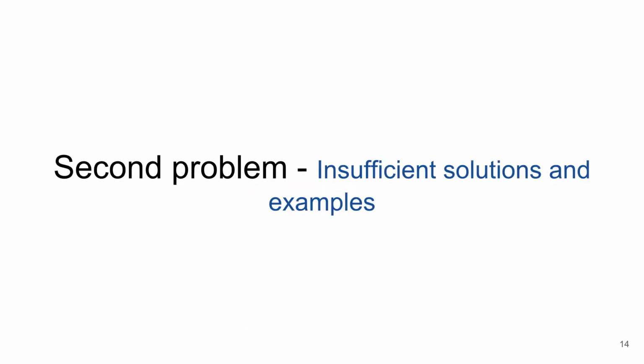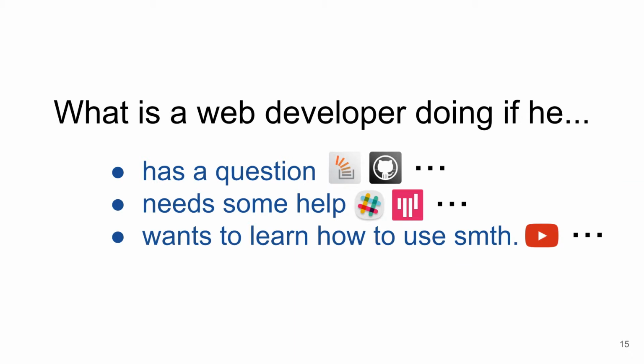The second problem is about insufficient solutions and examples for questions related to web technologies. Let's start with a typical scenario of a coding process. So what is a web developer doing if he first has a question, second needs some help, or third just wants to learn how to use something. In order to search for an answer or ask a question, he could use platforms like Stack Overflow or GitHub. For the case that he needs some help in real time, he could use chat rooms like Slack or GitHub. If he just wants to understand how to use a tool or a library, he could take benefits from tutorials on video platforms like YouTube.